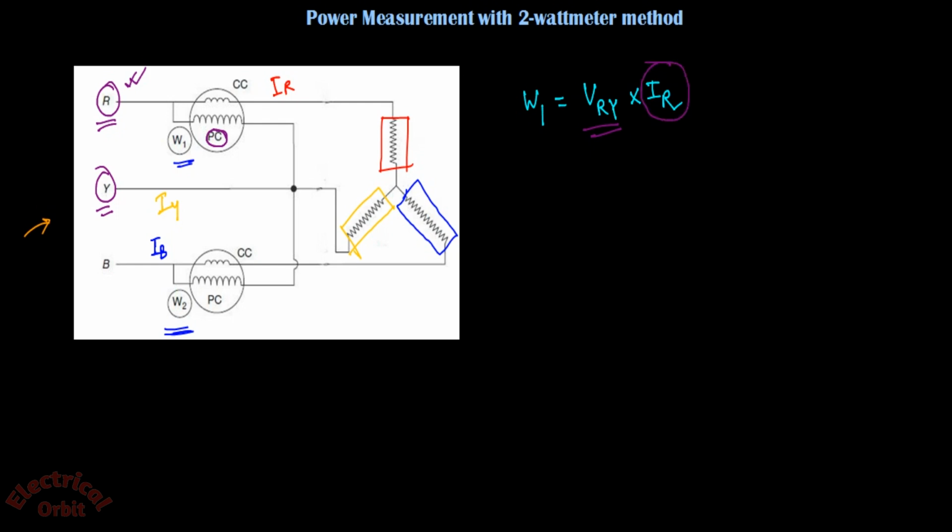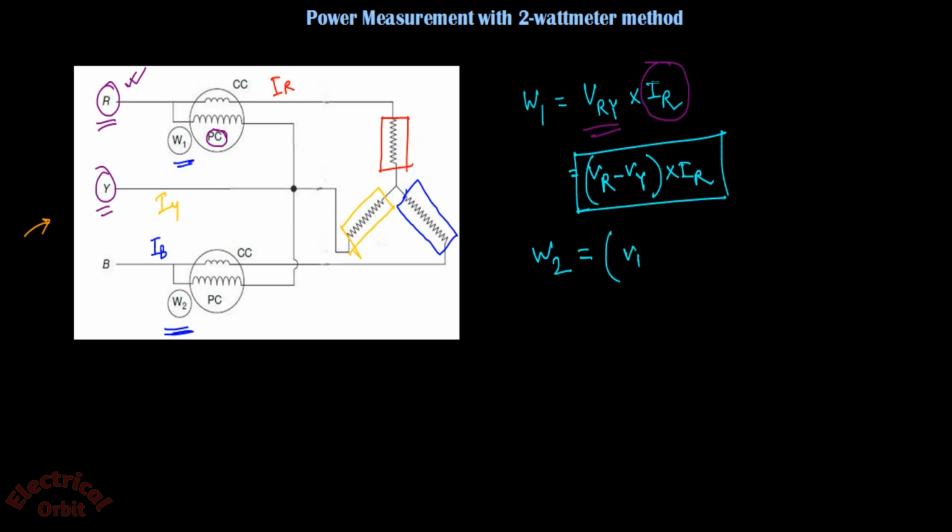That's why wattmeter 1 will read VRY into IR, that is equal to (VR minus VY) into IR. Clear? With similar logic we can write that wattmeter 2 will measure (VB minus VY) into IB. Now what is our objective? Our total power or total load consumption is equal to P equal to VR into IR.